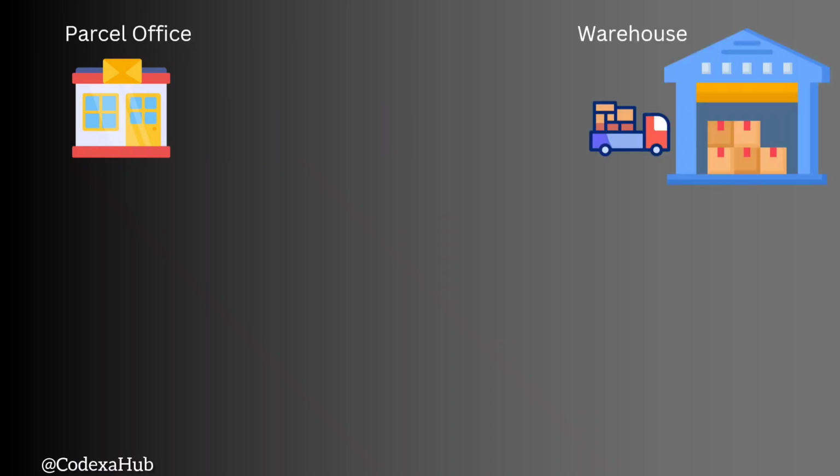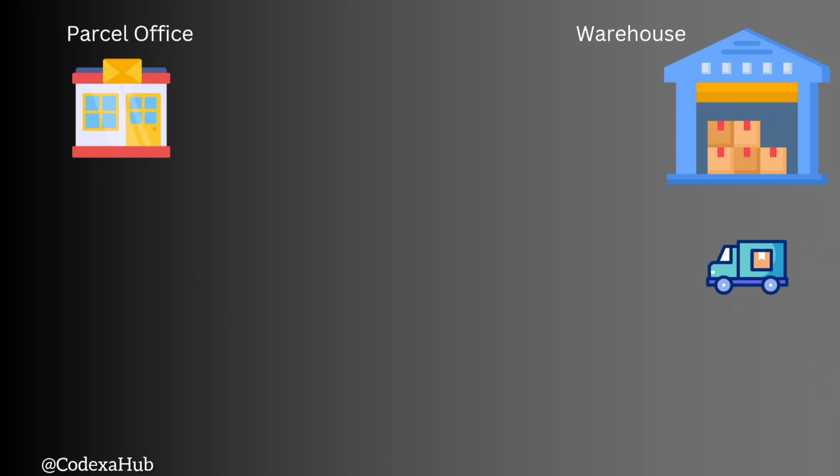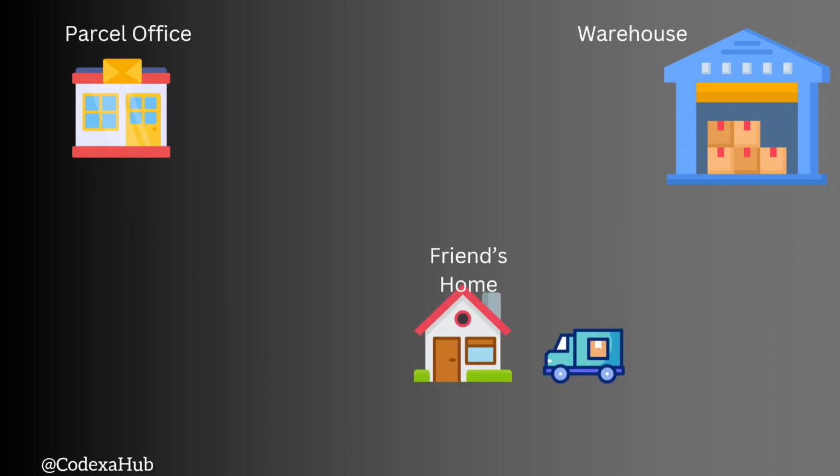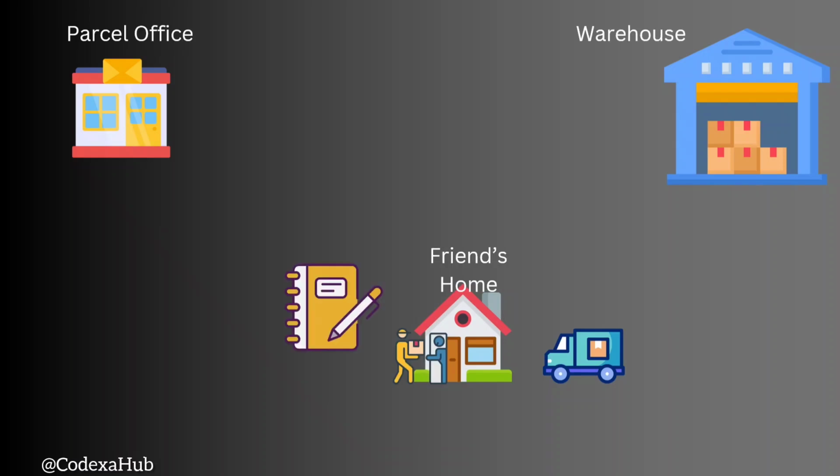Imagine a parcel delivery system where you want to send a parcel to your friend. You go to a parcel office to send your parcel. The office puts your parcel on a pickup truck that drives it to a big warehouse. From there, a delivery bus takes your parcel from the warehouse and delivers it to your friend's home. And finally, your friend signs a delivery book confirming the parcel delivery.